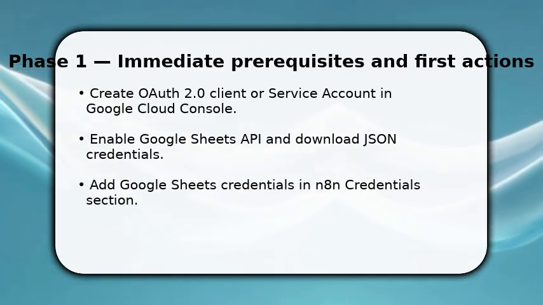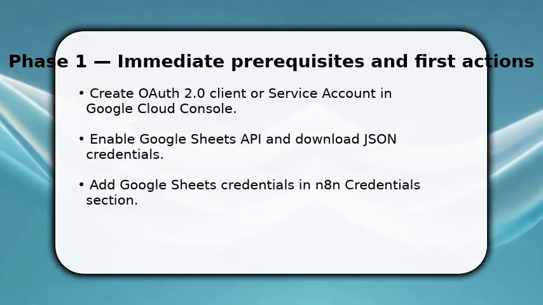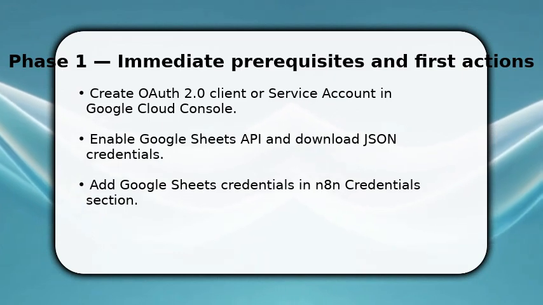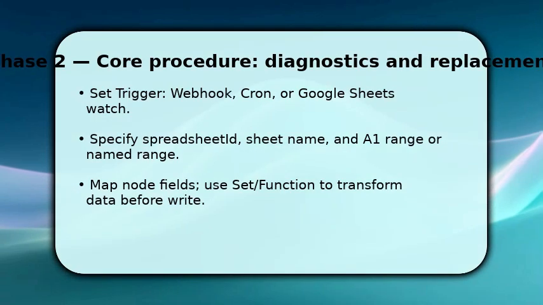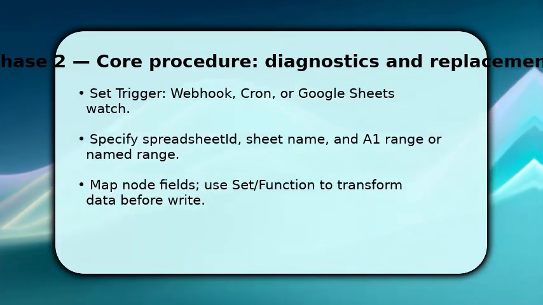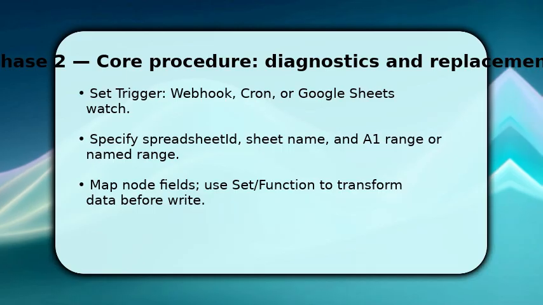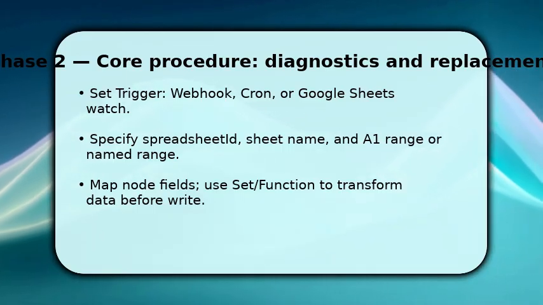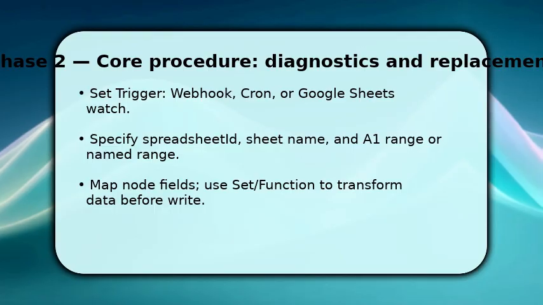After saving, create a new workflow and add a Google Sheets node. This gets the process moving immediately. Next, wire up the trigger and configure the Google Sheets node. You can use a webhook, cron, or the Sheets watch trigger to start runs. In the node, specify the spreadsheet ID and sheet name, plus an A1 range for read or write.